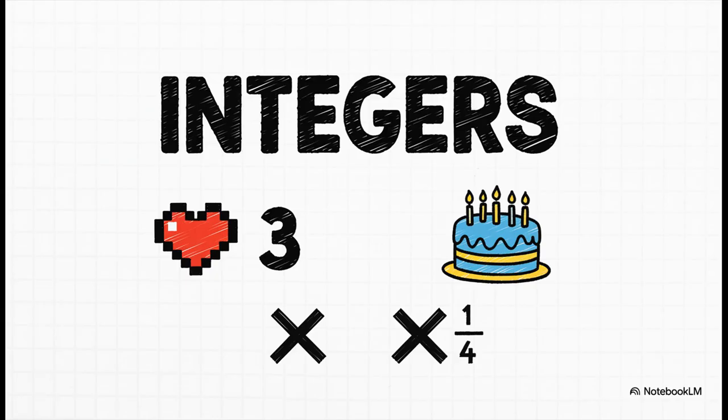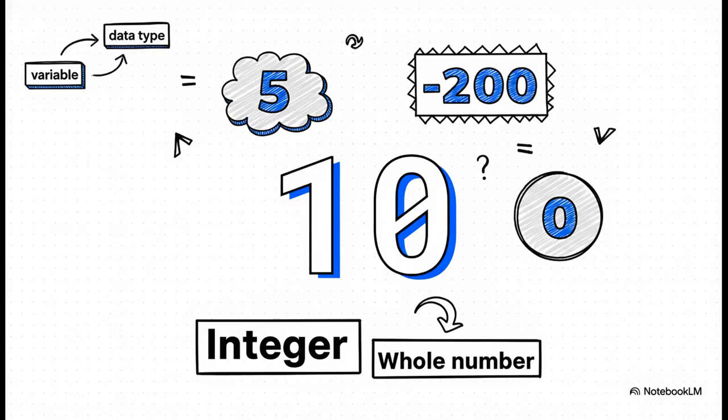Just think of things you can count, like your age or how many lives you have left in a video game. Like the number 10, that's a perfect integer. So is 5. So is negative 200. Even 0. If it's a whole number, positive or negative, it's an integer.